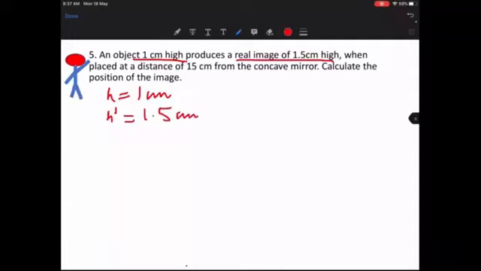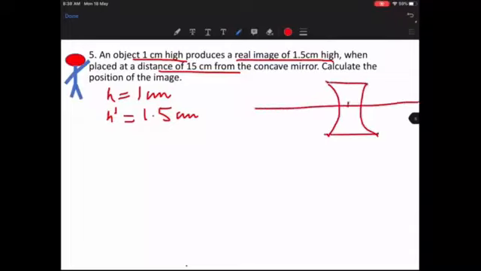Now, what else is given? When placed at a distance of 15 centimeter from the concave mirror. So here itself, please draw a concave mirror so that you know which is positive, which is negative. So what is given? U is given as 15 centimeter, but it has to be minus 15 centimeter. So it is minus 15 centimeter. And you are supposed to calculate your position of the image. So you are supposed to calculate your V.